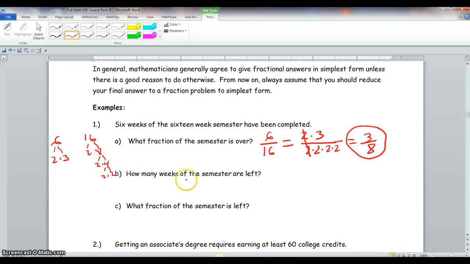Now it says here, how many weeks of the semester are left? Okay, so now 6 weeks are completed, and it's 16 weeks. So we would take 16 minus 6, which will leave us 10 weeks.